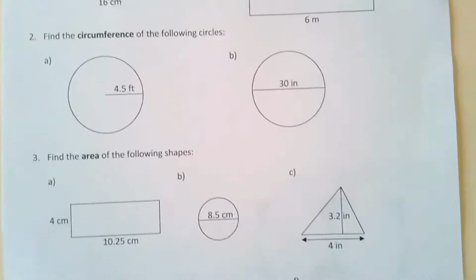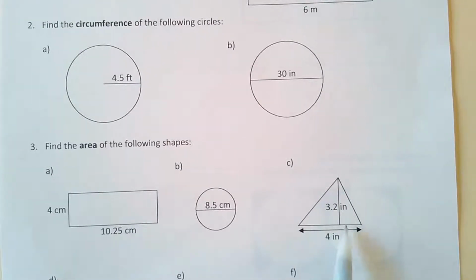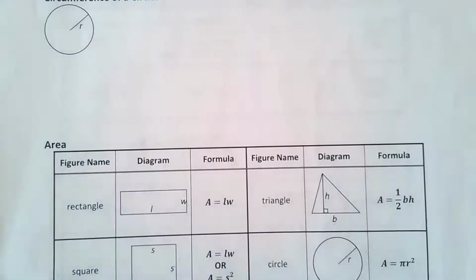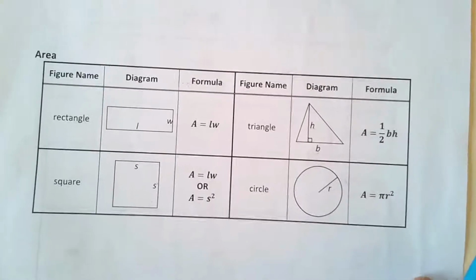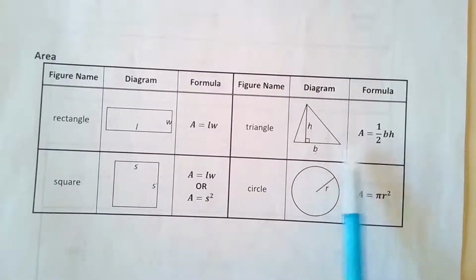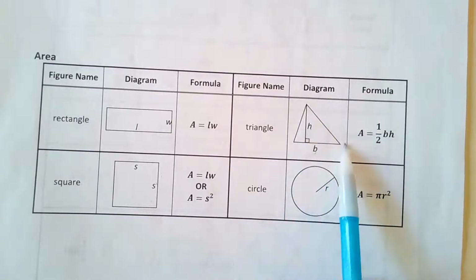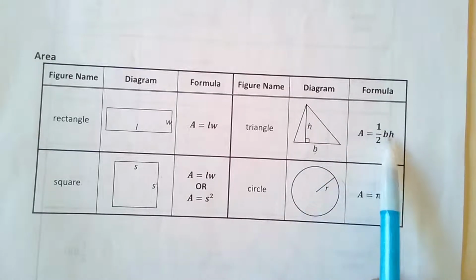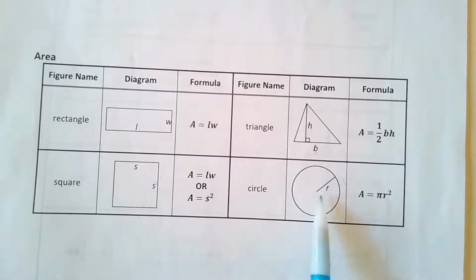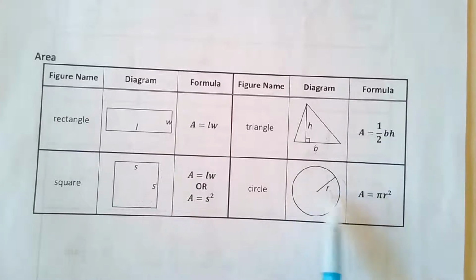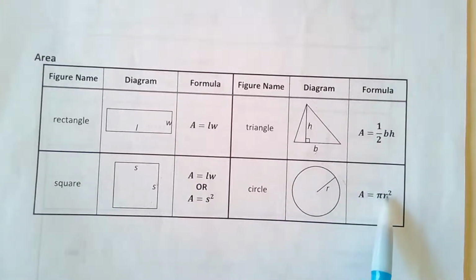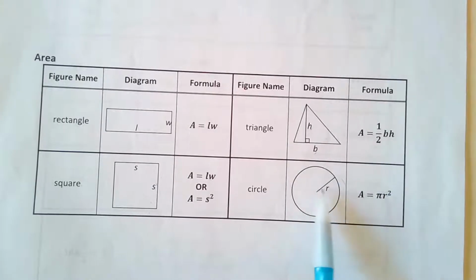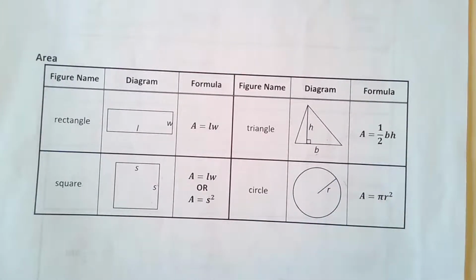And then we looked at finding the area of a triangle, and from our formula sheet, we said that the area of a triangle is the base times the height divided by 2, or half of the base times height. We also found the area of a circle, which is pi, wonderful irrational number, times the radius to the power of 2. In other words, radius times radius.